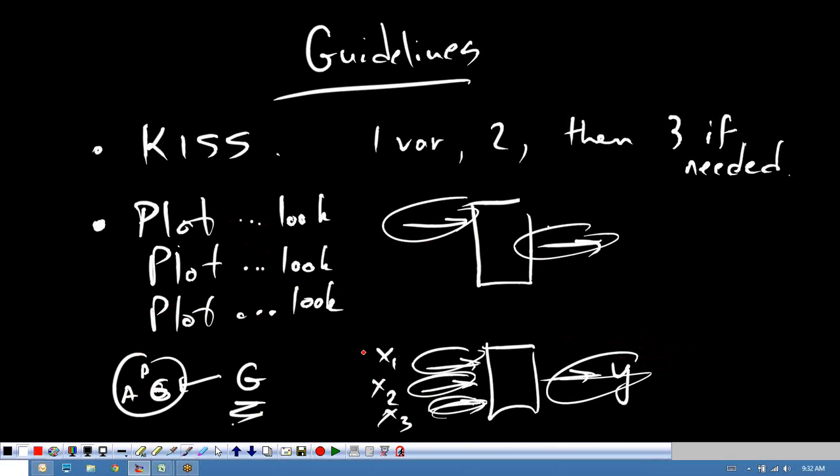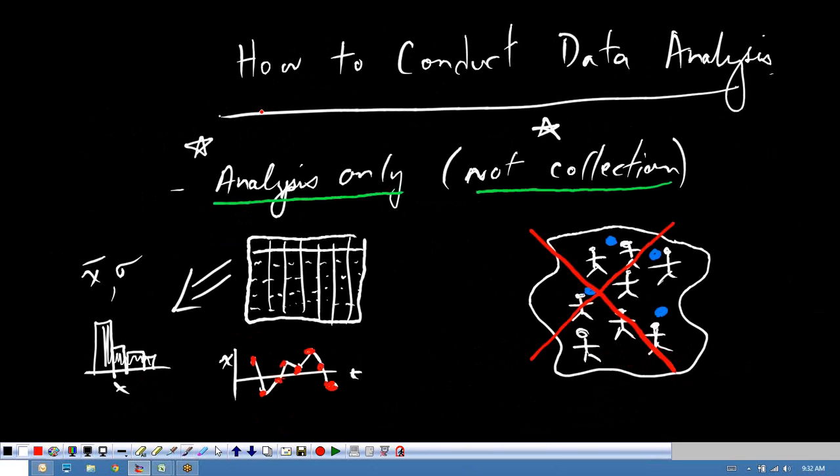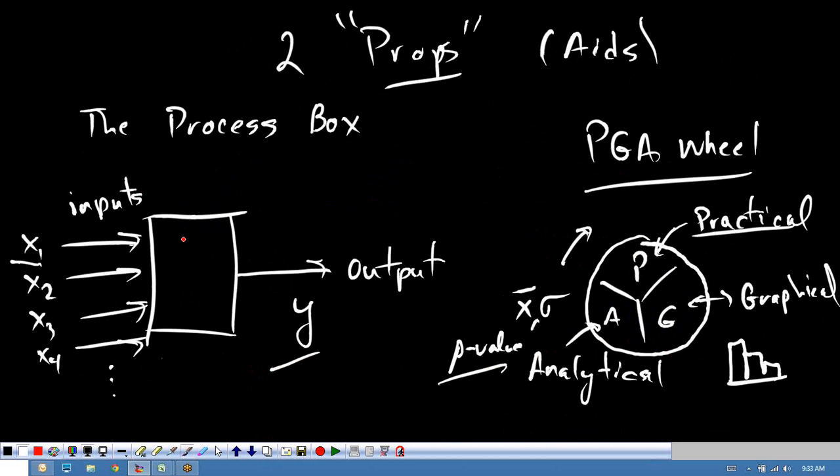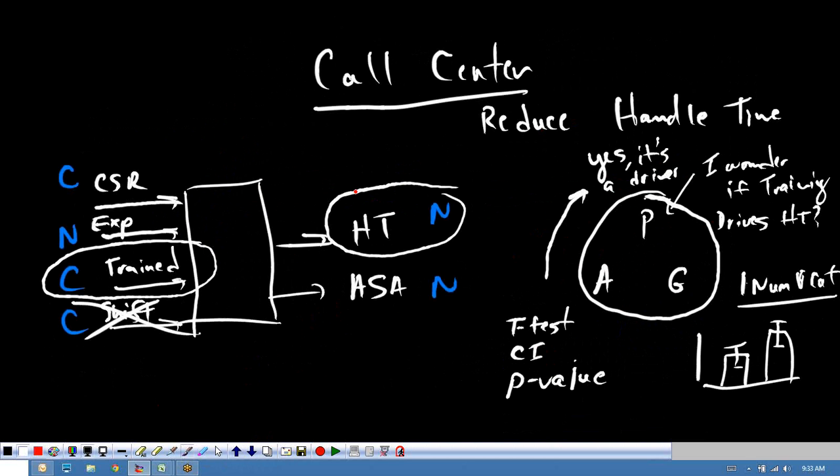Okay, so that's about it. Remember that this was for analysis only, not data collection. And the algorithm is dependent on the number of variables that you're interested in and the types of variables. And the two props that you're going to use are the process box and the PGA model. Okay? You'll use that process box, label each one num and cat, as shown right here, and then you're off to your analysis. When you finish all through, you're done.